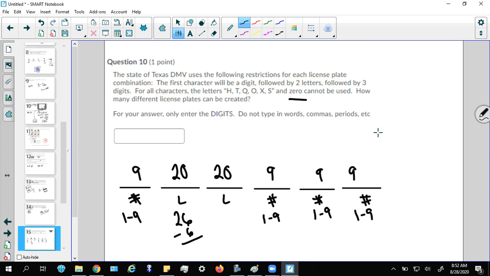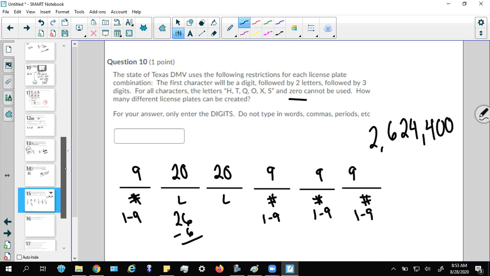Looks like to be 2,624,400 license plate possibilities. Whew. There's more than that in Texas, so they're going to have to change that up. But anyway, not the question.